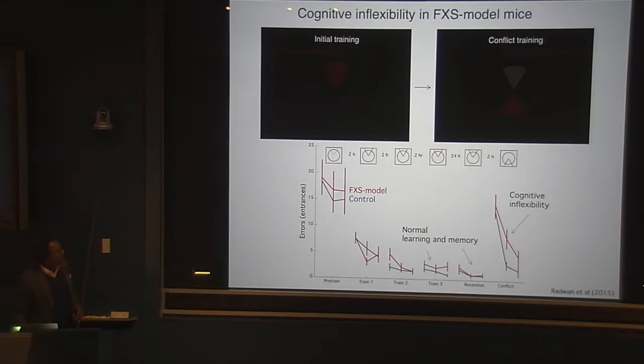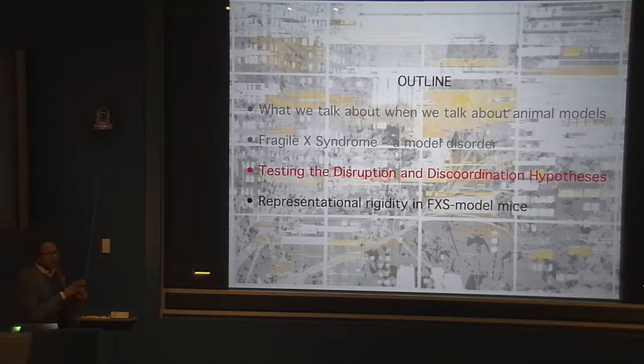So these animals, where we've deleted or made the FMRP protein non-functional, where it's been lost, have a variety of abnormalities.